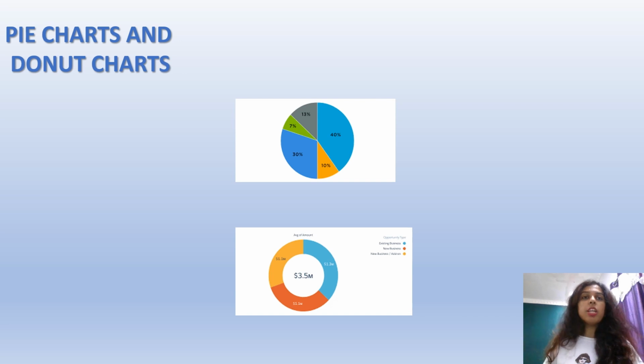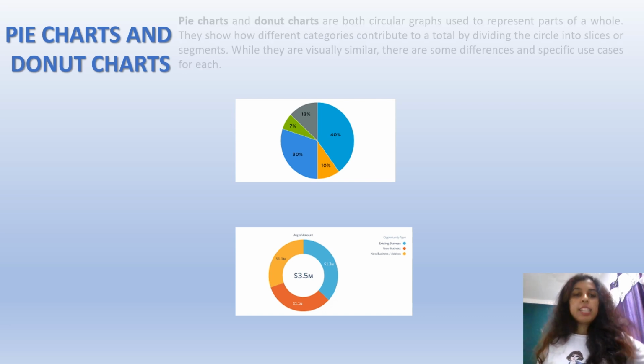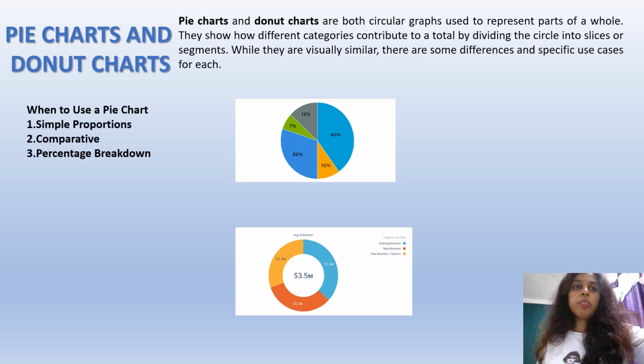On with pie charts and donut charts. They both are circular graphs used to represent parts of a whole. They show how different categories contribute to a total by dividing the circle into slices or segments. While they are visually similar, there are some differences and specific use cases for each. Let's move ahead with pie chart.